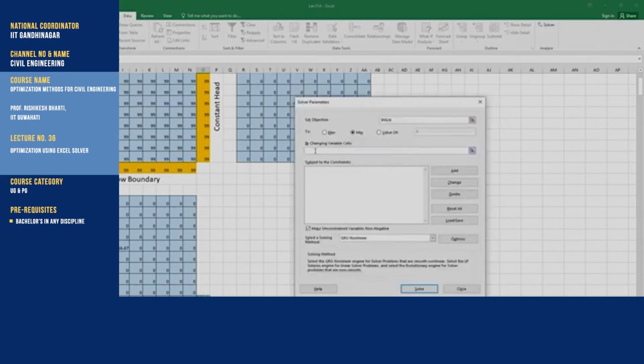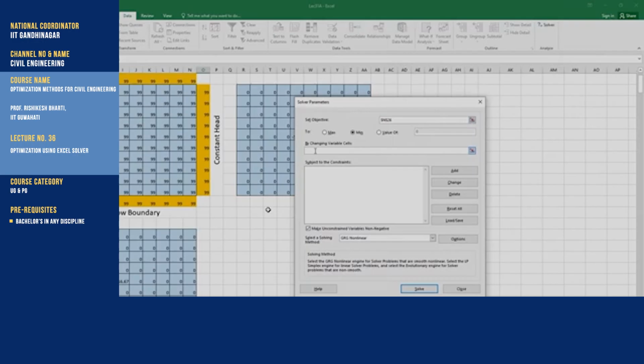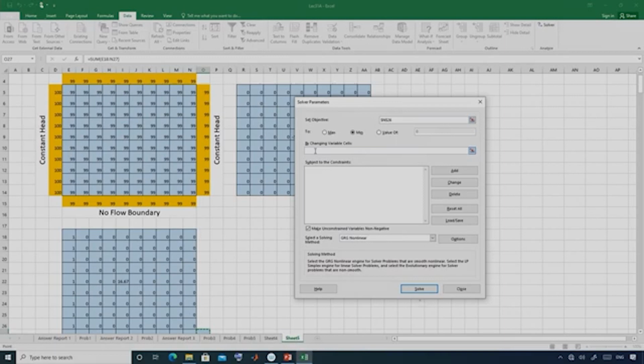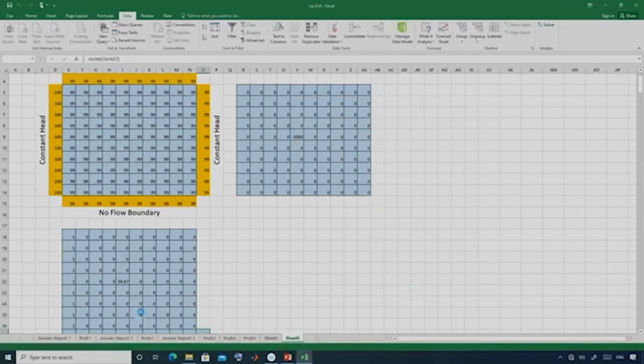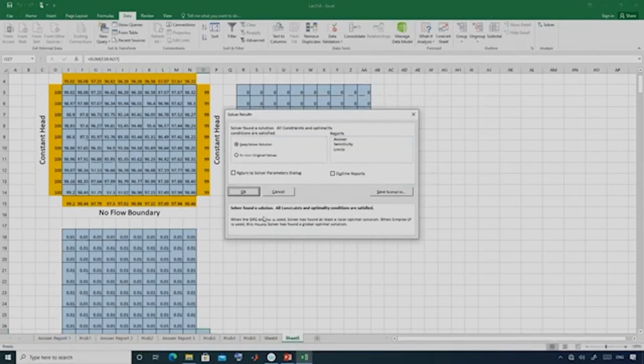Now I have defined the problem. Just see whether I am getting the solution or not. Let me solve this problem. If it is fine, then I should get the solution. It will try to minimize the error. You can see it is running, and solver found a solution. All constraints and optimality conditions are satisfied.